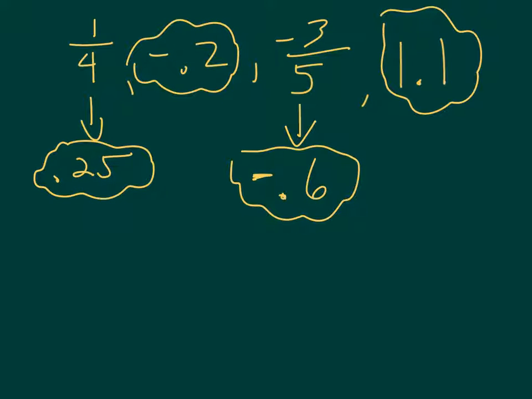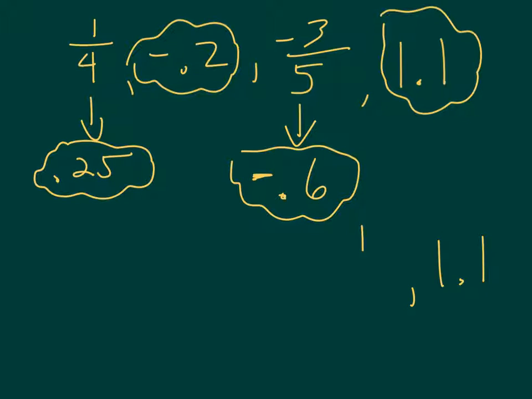I don't think anybody would argue the fact that the biggest number out of these is for sure 1.1. It's more than 1, and it's not negative. All the others are fractions. So 1.1 is the biggest number here. Then I've got to compare the other ones. So let's see here. 0.25 is positive. This is positive, so it's bigger than any negative. So that's got to be the next one down if we're going backwards.